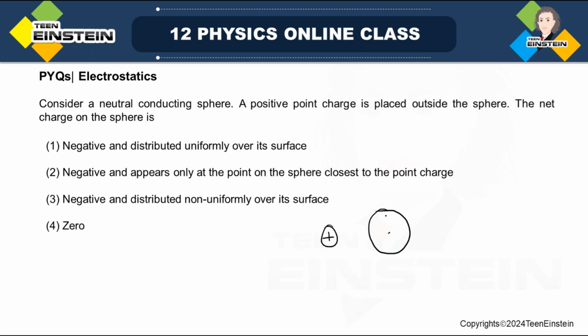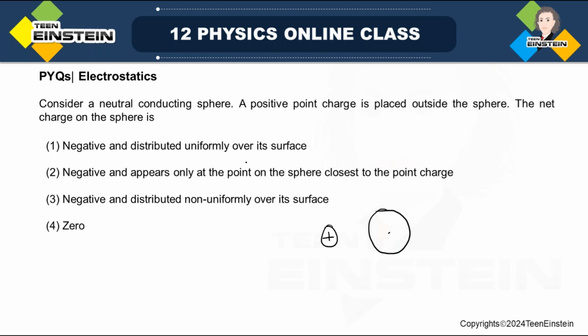This is a conductor. Okay, so this is a conducting sphere, so there will be induction. And due to that induction, this sphere will be getting charged. So what will happen? So let me show you the options here.